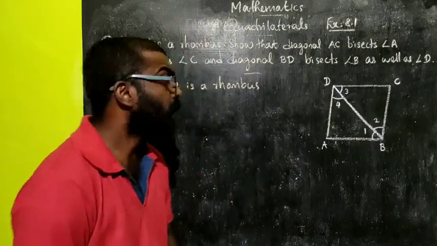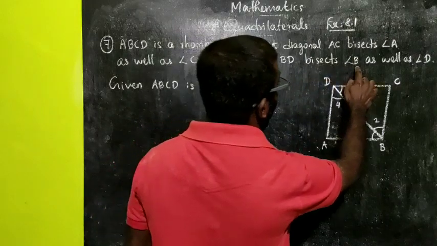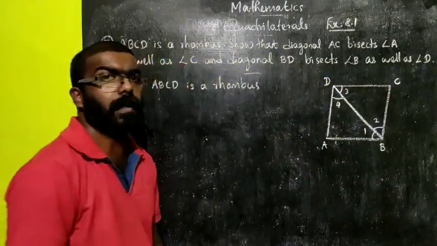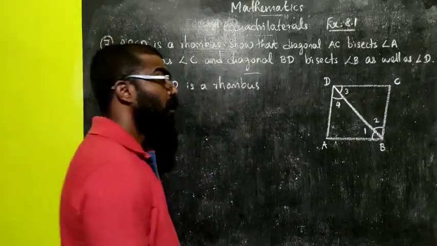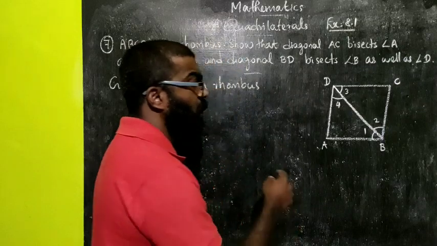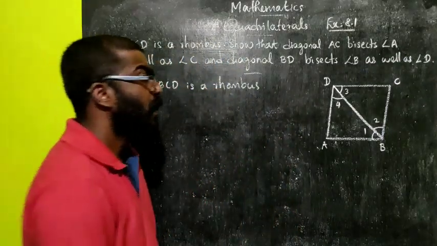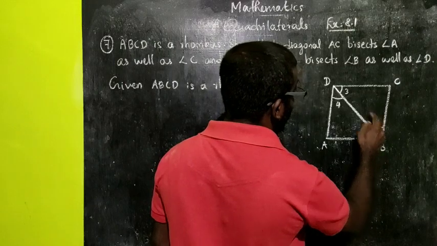Now we shall discuss the second part. Diagonal BD bisects angle B as well as angle D. As in the previous case, we can prove this part. For that we can draw the diagonal BD. In the first part we joined AC. Okay, here we have to draw the diagonal BD and I mark the angles as 1, 2, 3, 4.